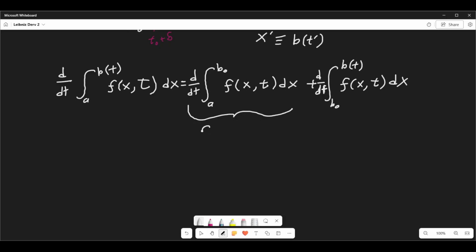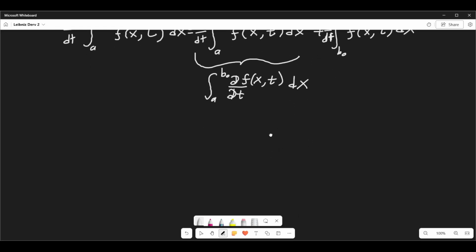So all this is basically moving the derivative with respect to t into the integral and changing it into a partial. So the partial with respect to t of a function of x and t, dx.